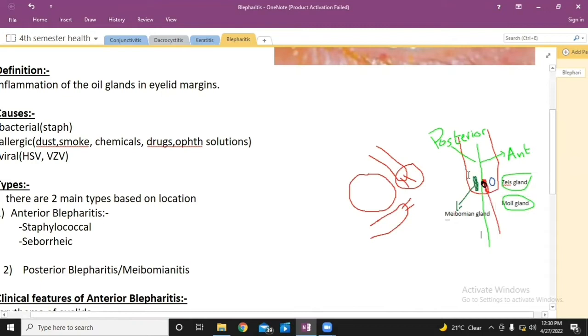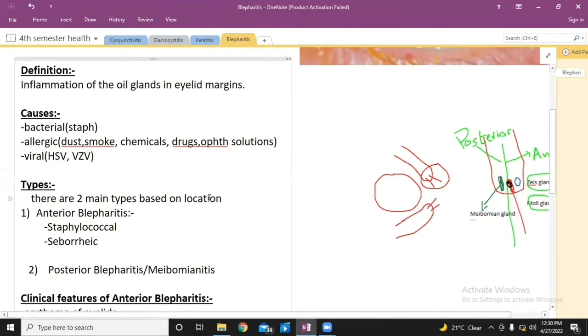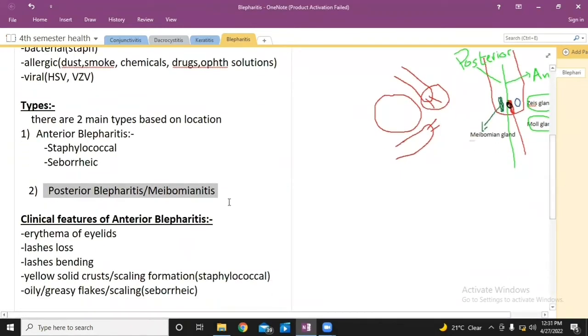And all of these glands, the Meibomian gland, the Zeis gland, and the Moll glands, are all present in the eyelids for the production of sebum and oil, and they are very much important. So this is the classification of blepharitis into two types: anterior blepharitis and posterior blepharitis. Okay, so I'll talk about this more in detail now.